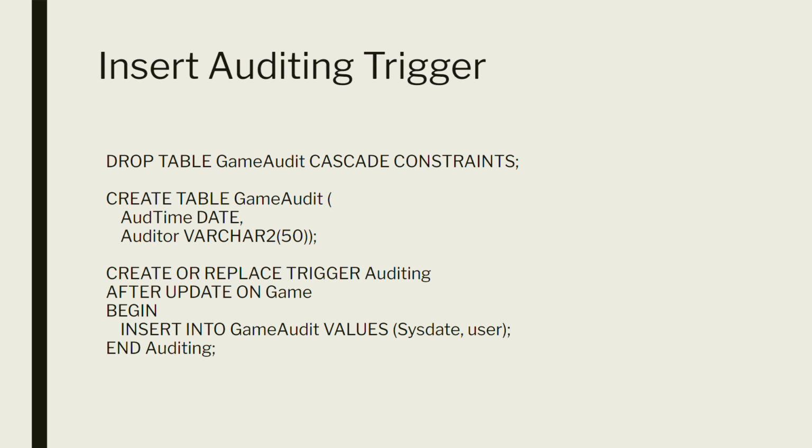The trigger itself is performed after any update is performed on the game table. When it is performed, it is also automatically inserting into the game audit table the values of the date and the user who has performed the insert.